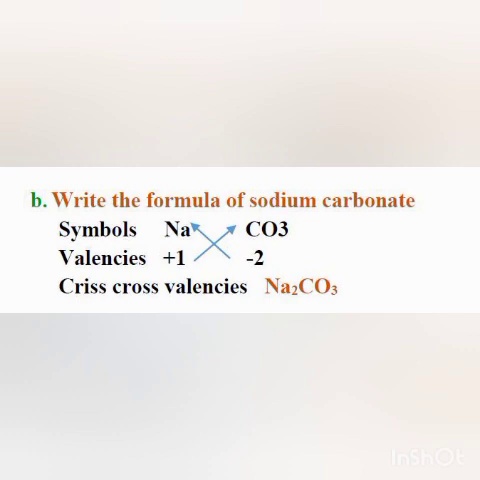So it means it is a metal. And valency of carbonate, that is CO3, it is given minus 2. So it will be written after sodium. Okay. Now we will write the valency. Valency of sodium is plus 1. Valency of carbonate is minus 2. Crisscross the valencies and you will get the formula of sodium carbonate, that is Na2CO3.